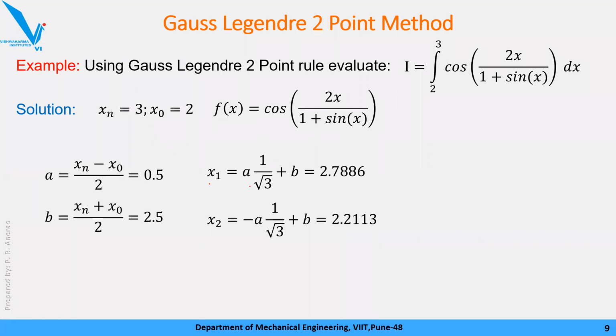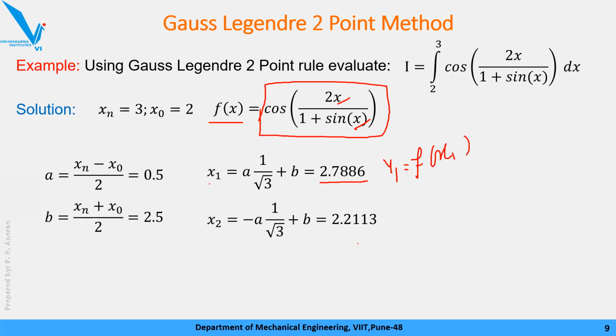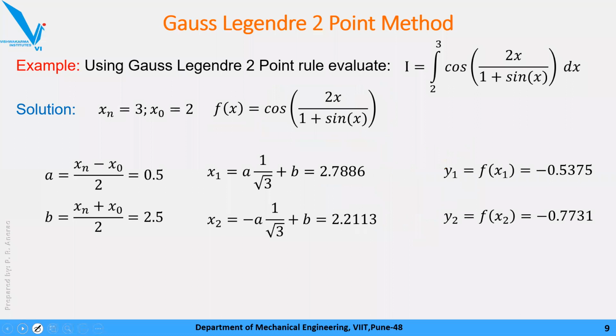Next, take this 2.7886, and wherever x is written in the function, put it there. Then calculate what answer this gives. So that is your y1, so y1 is equal to f of x1. Similarly, in the next part, you put 2.2113 in place of x. So that is your f of x2, evaluating the function with value x2, get y2. So y1 and y2 are calculated.